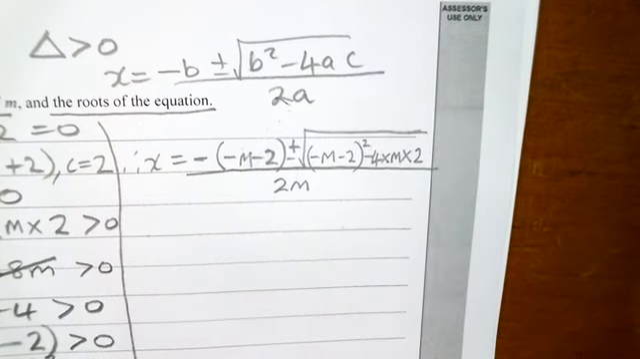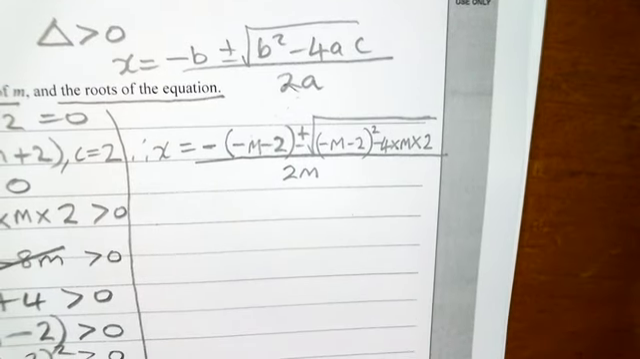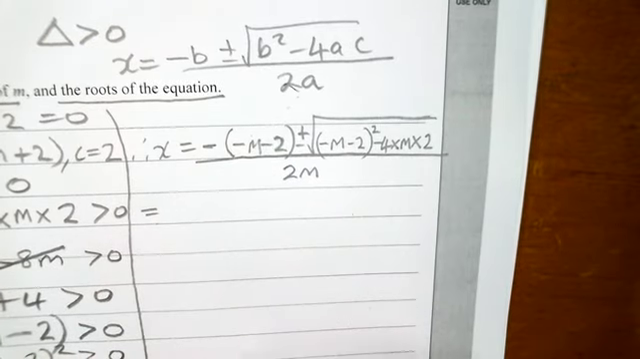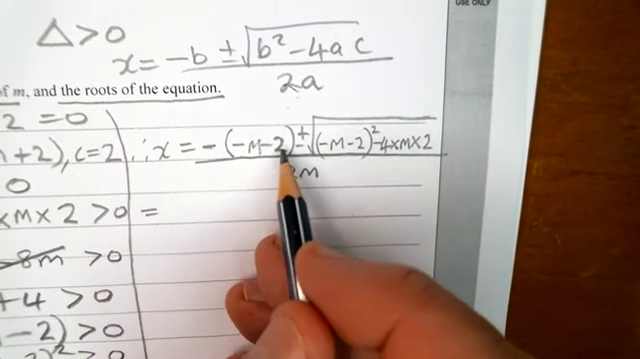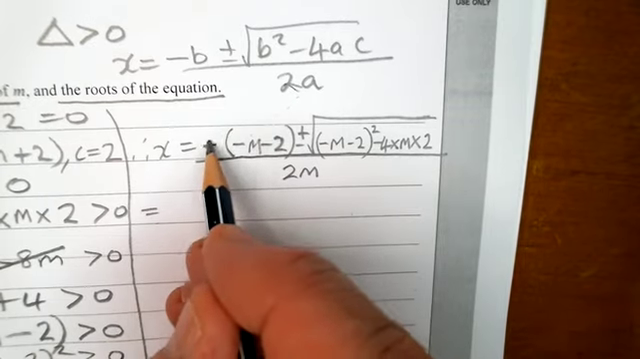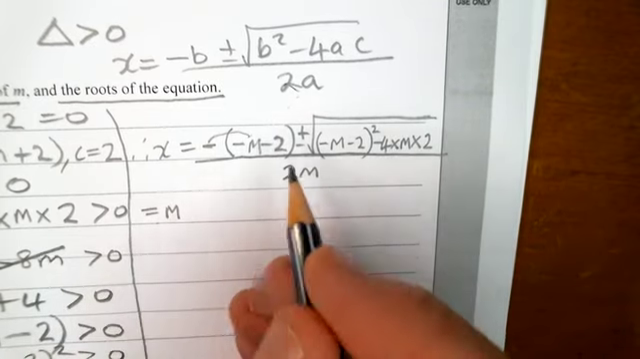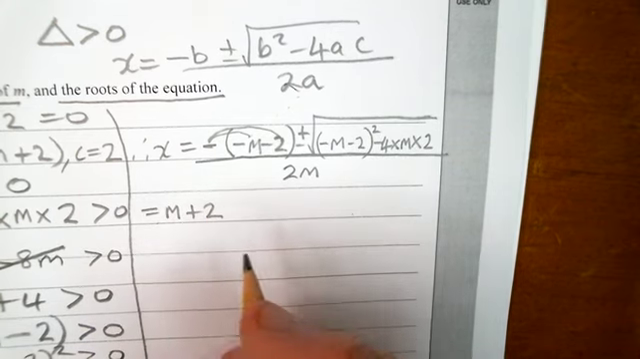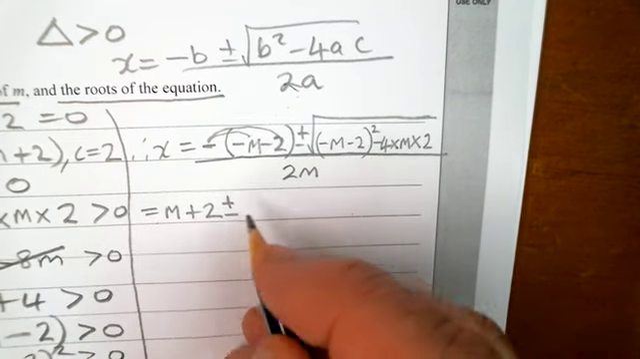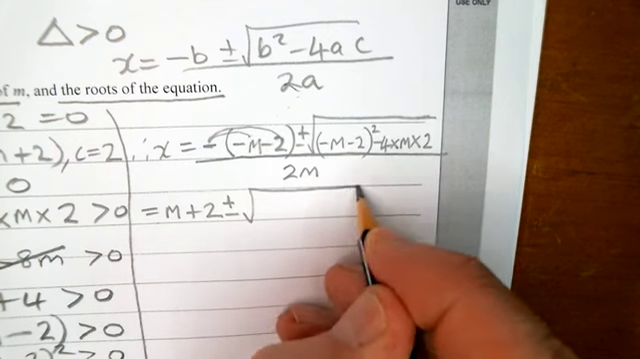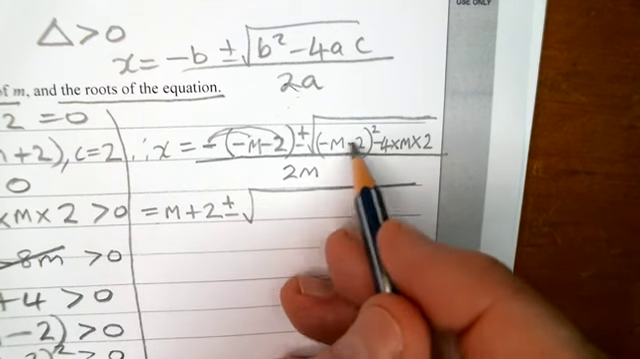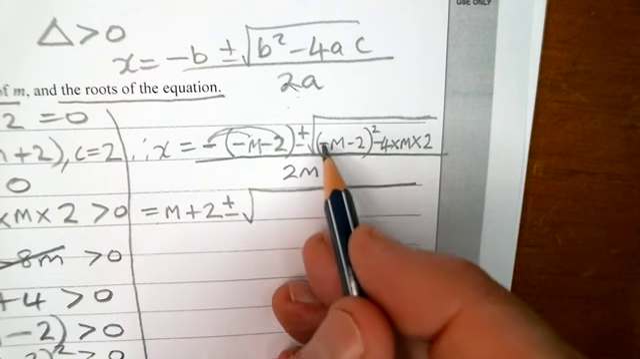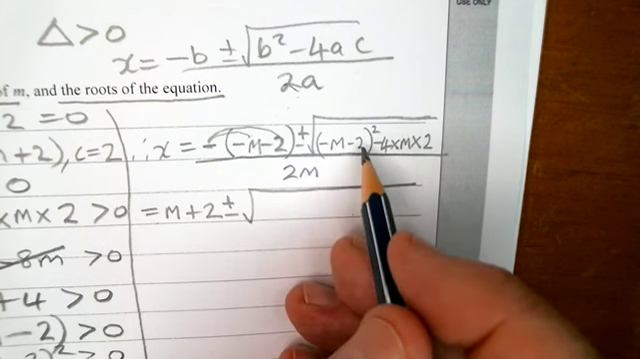All right. So let's just simplify that a little bit. We've got ourselves in a real tangle here in a way. Well, negative times negative m is going to be a plus m. And negative times negative 2 is going to be a plus 2. There it is. So that makes life nice and easy. Then we're going to go plus or minus, and I've got my square root here. Now, if I square that, that's going to be exactly the same as just saying negative m minus 2.